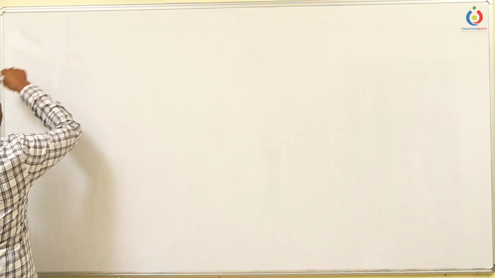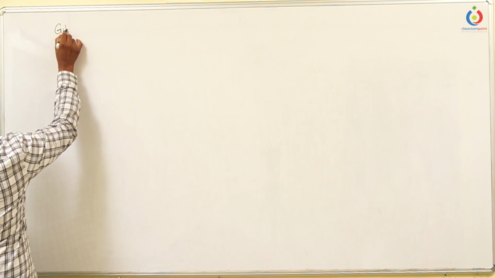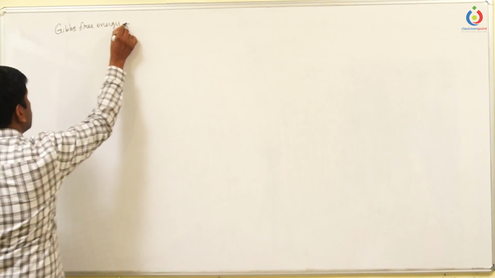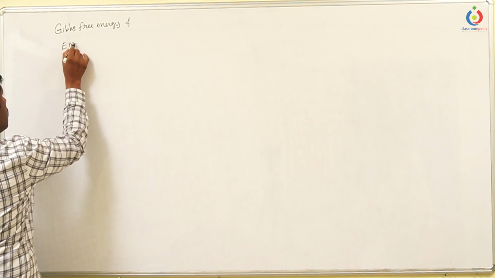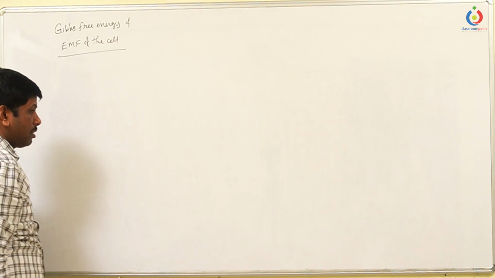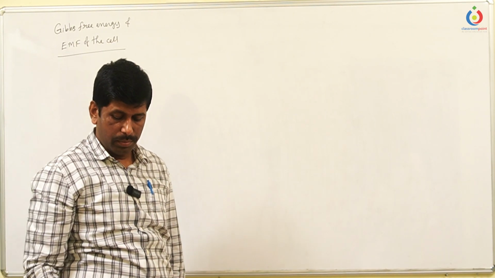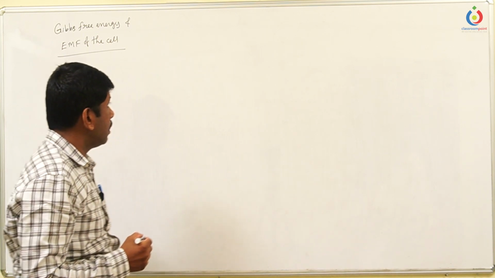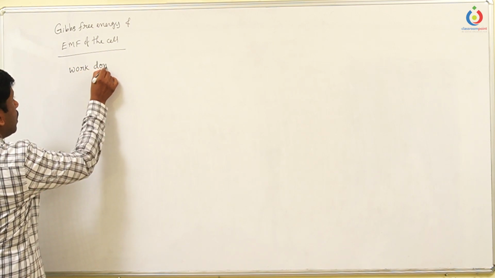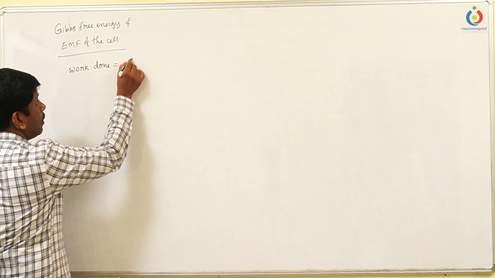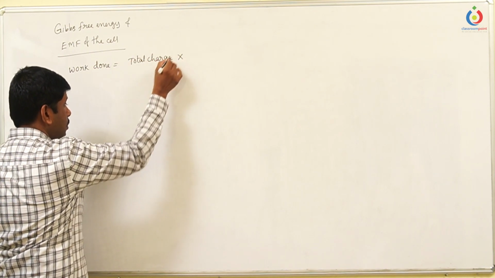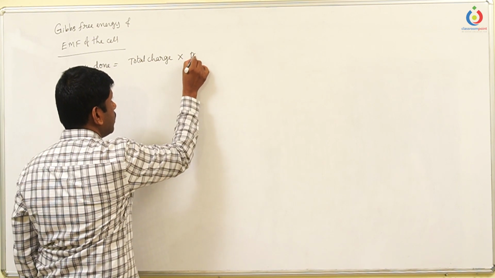So now let us get the Gibbs free energy and EMF of the cell. Let's try to see how these two are related. Here we know the work done formula: work done is equal to the total charge exchanged multiplied with the potential gradient.